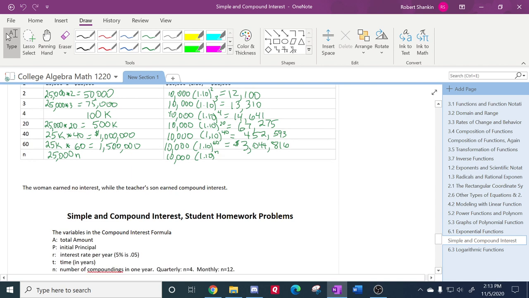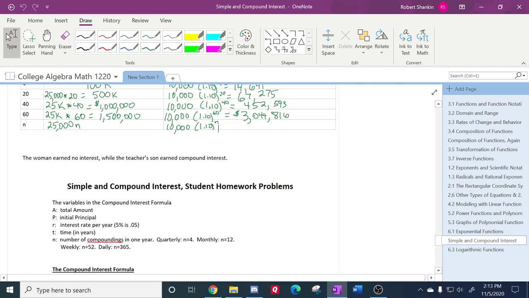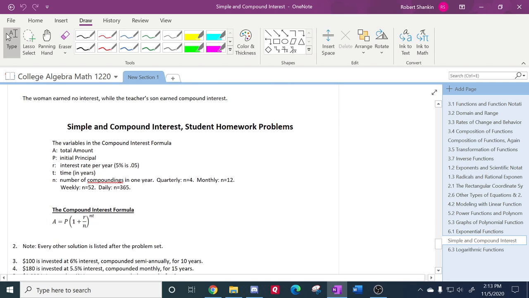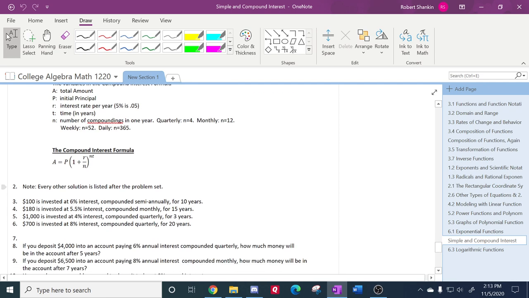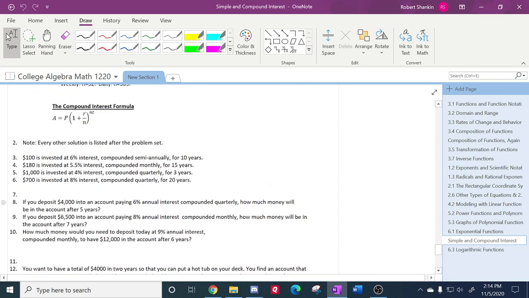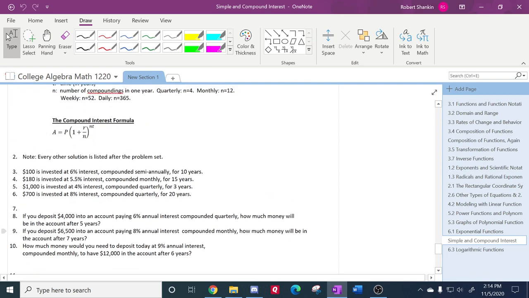All right, so the woman earned no interest, while the teacher's son earned compound interest. You can get interest on your interest. Again, here are the variables, here is the compound interest formula. And then here are the problems, and there are selected solutions. Now these problems, they've been renumbered and stuff, so don't go by what's in this OneNote.